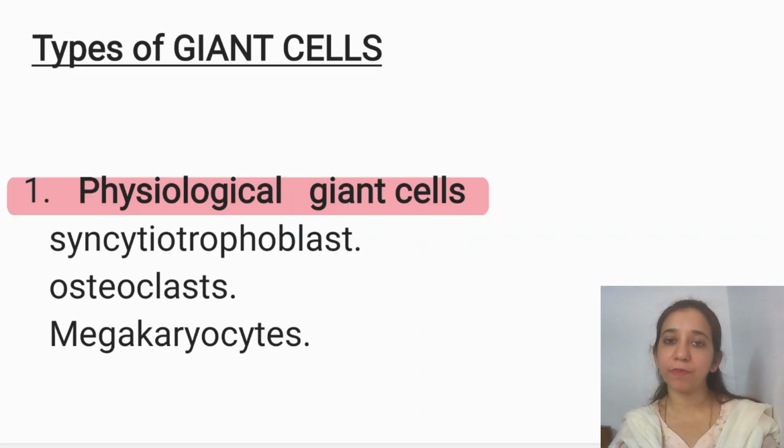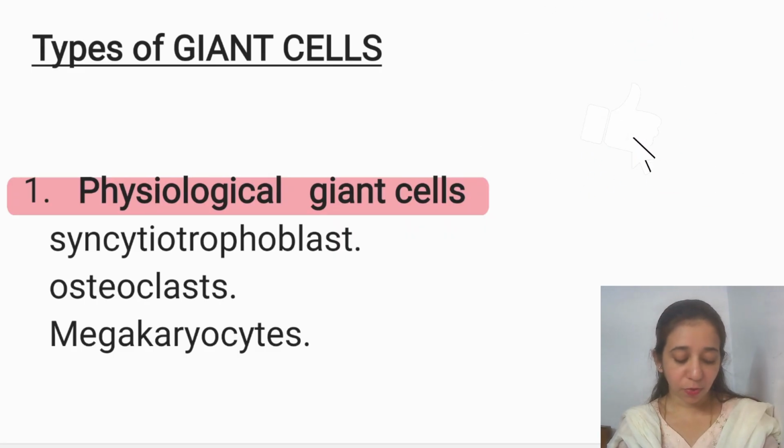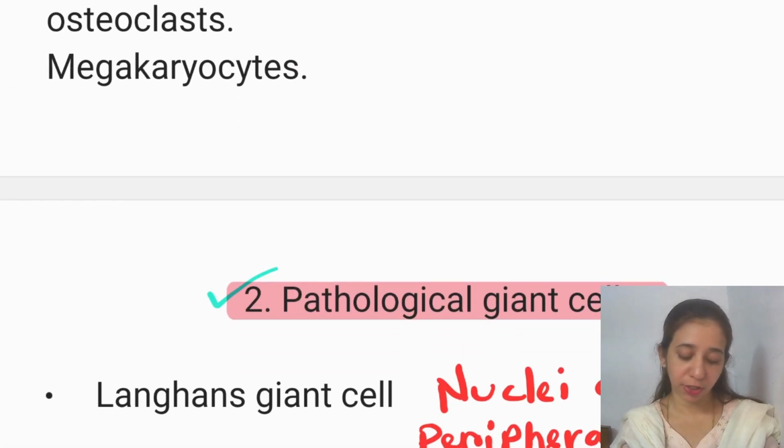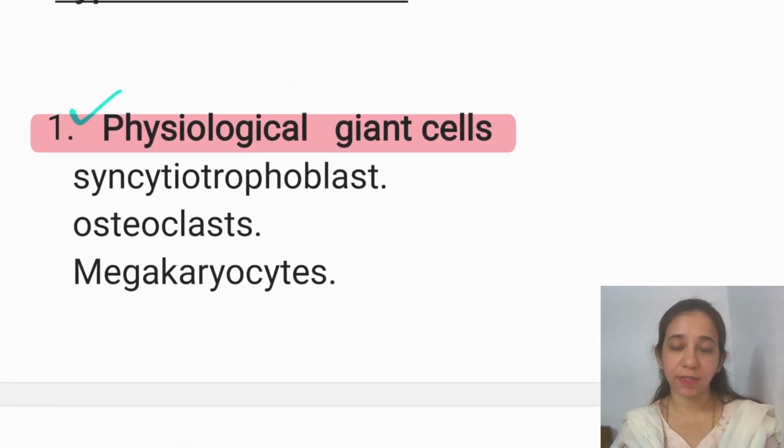In our previous video we have studied about the granuloma and the types of granuloma. So in this video we will see how the different types of giant cells look. There are two types of giant cells. The first one is the physiological giant cell and the second one is the pathological giant cells. Physiological giant cells are found normally in our body.